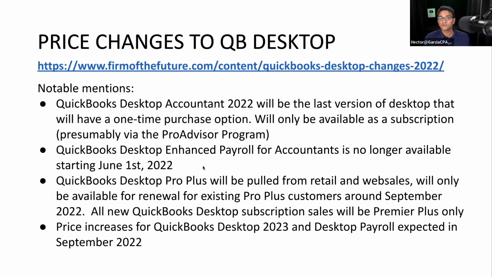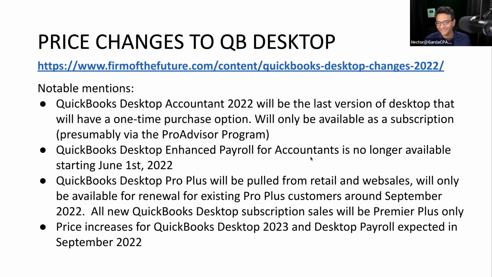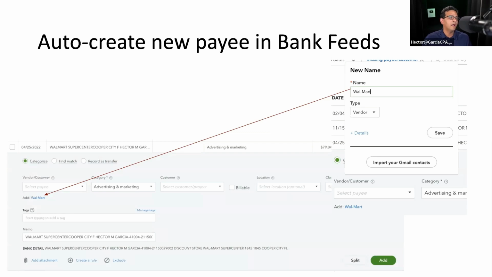Okay. They also have expected price increases coming to QuickBooks Desktop 2023 and QuickBooks Desktop Payroll, expected somewhere in the middle of September 2022. We don't know what that increase looks like yet, but they're already warning us 6 months in advance that QuickBooks Desktop will continue to go up in price. What's interesting is a lot of customers keep choosing desktop over online. So Intuit is saying, okay, if you want to continue to pay for it, you're going to have to pay a premium.